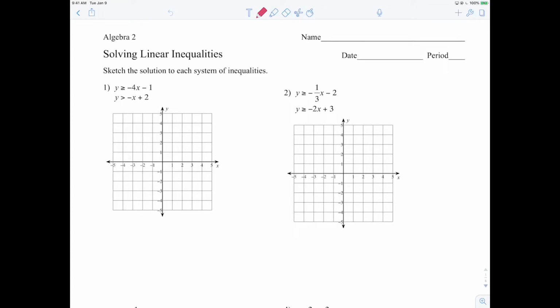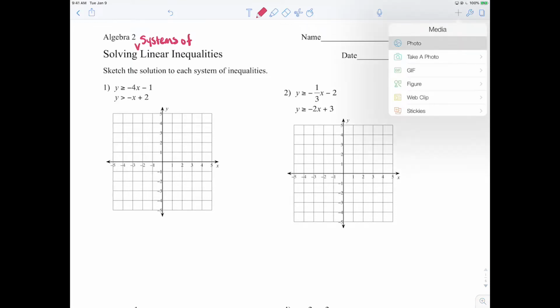If we look back at the note card that we made for graphing linear inequalities, we're going to use the same steps to graph and solve systems of linear inequalities. So the first thing that I see is, and I'm going to get out a new note card, so you get out a new note card while I get out a new note card.